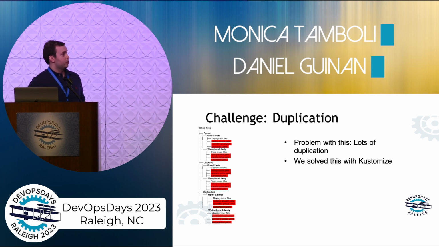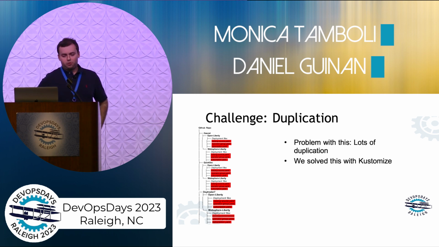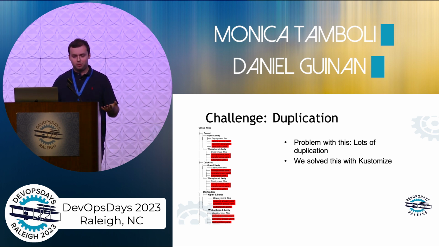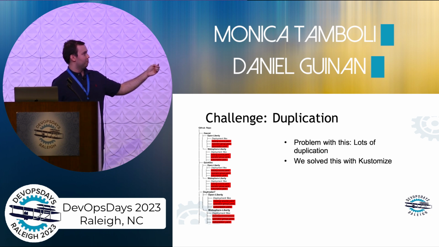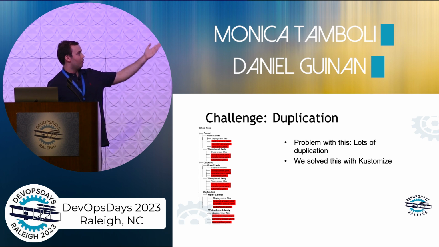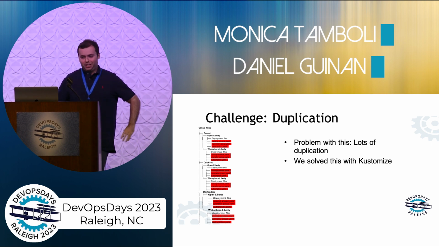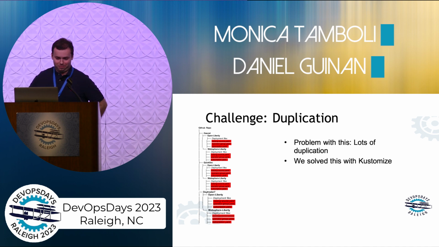Now, as our project grew bigger, we encountered an issue where we were throwing all of our YAMLs in this repo. There was a lot of duplication. A lot of these files in red are exactly the same, and it was a maintenance nightmare. If we changed one of the files, we would have to go through all of these subdirectories to do it. It was a problem.